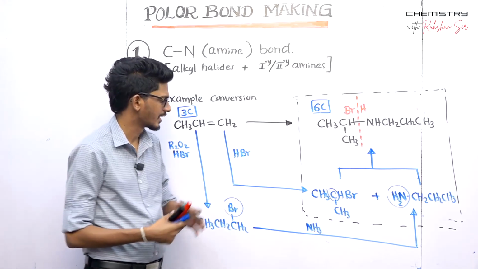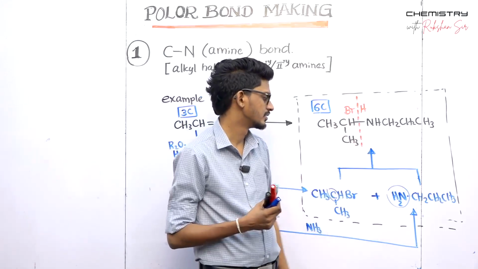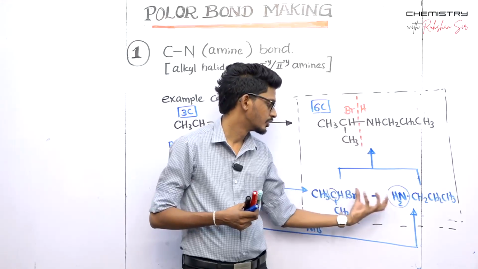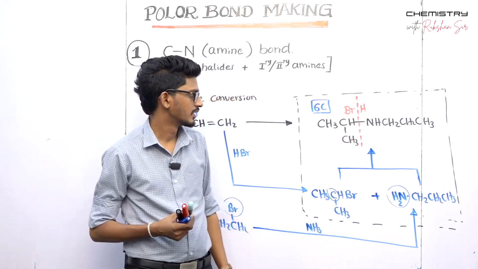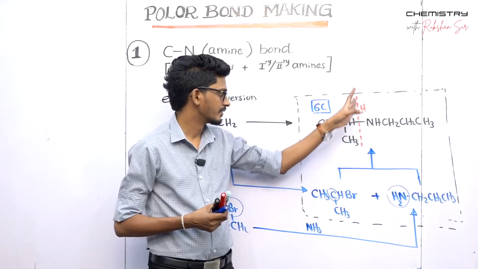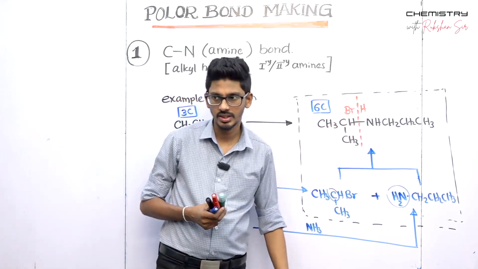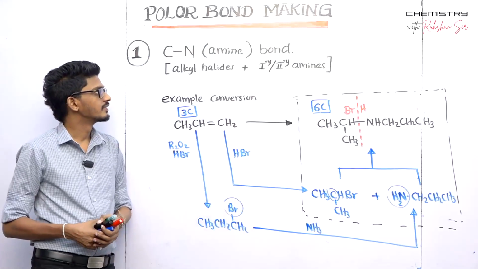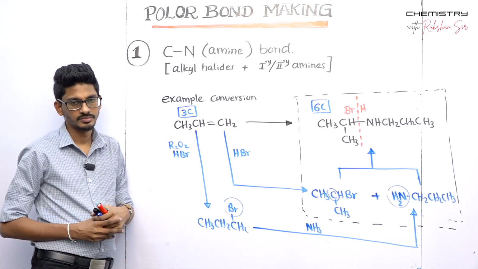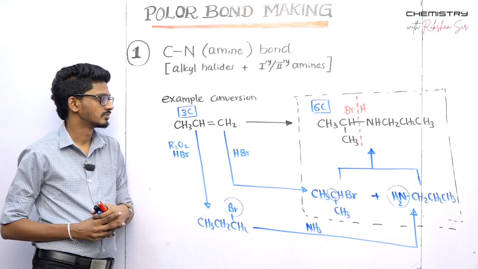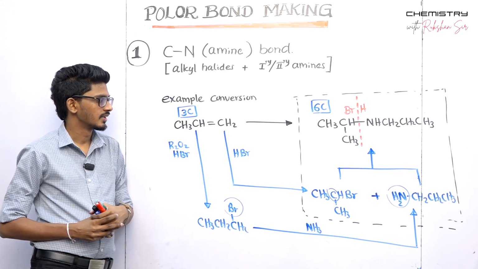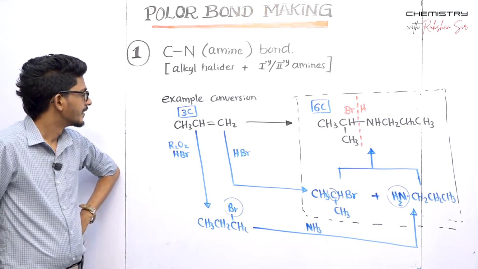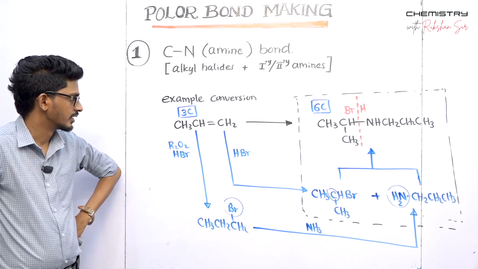So basically, I'm telling you again, the polar bond makings are very easy, because you just get the immediate two compounds which will form your product by your working. Okay, right? This is all about forming the CN single bond. Okay, let's do the next stuff. So you can take a screen capture here.